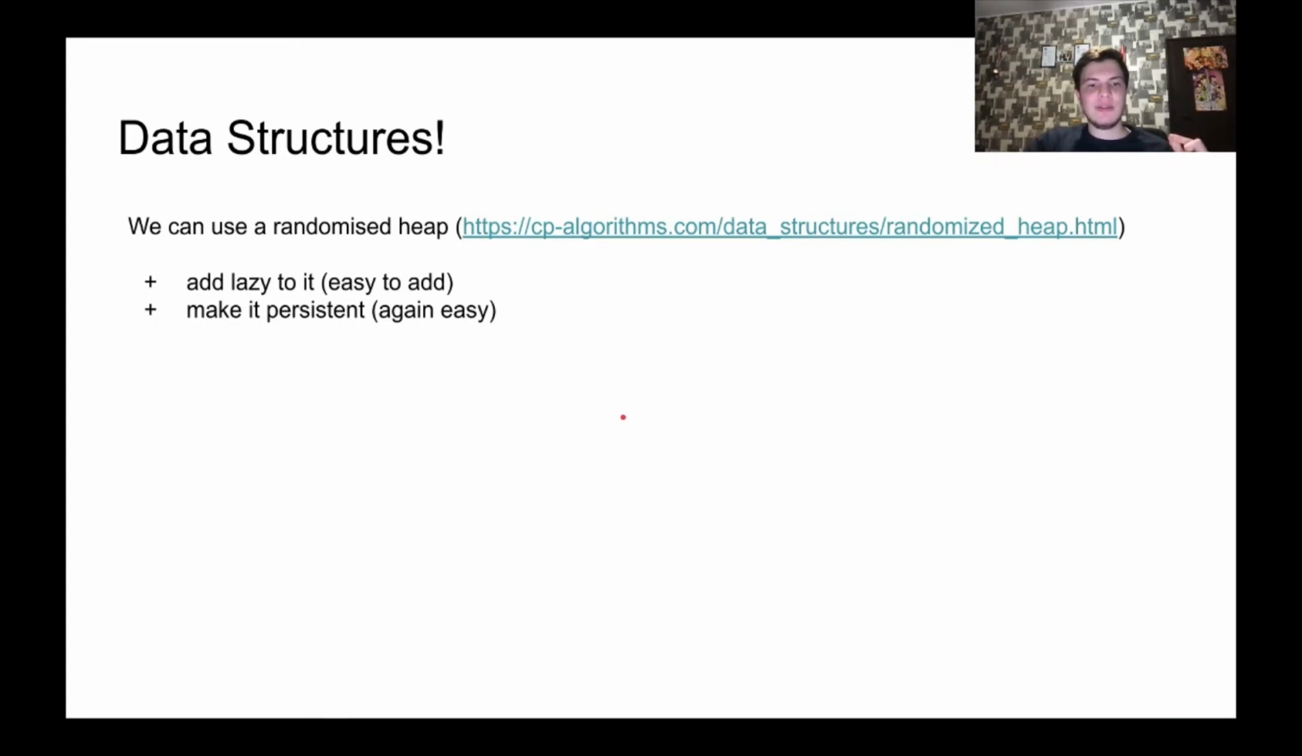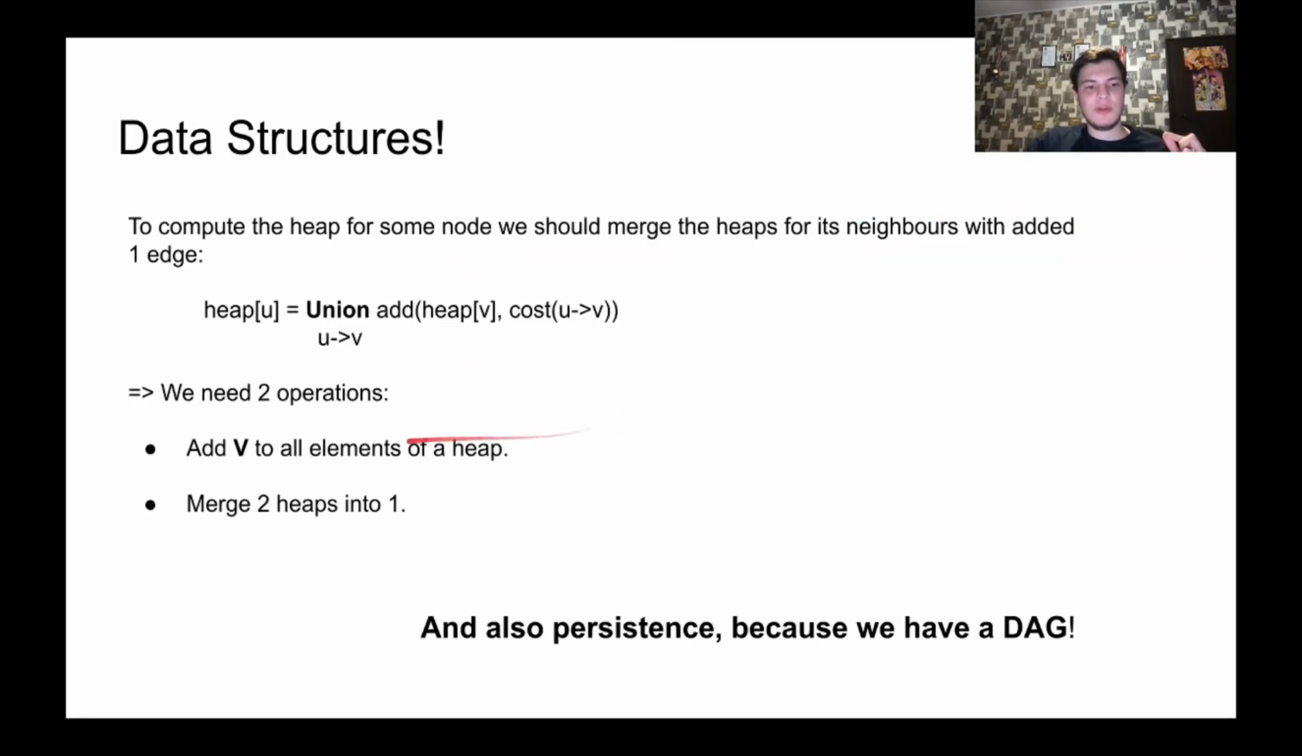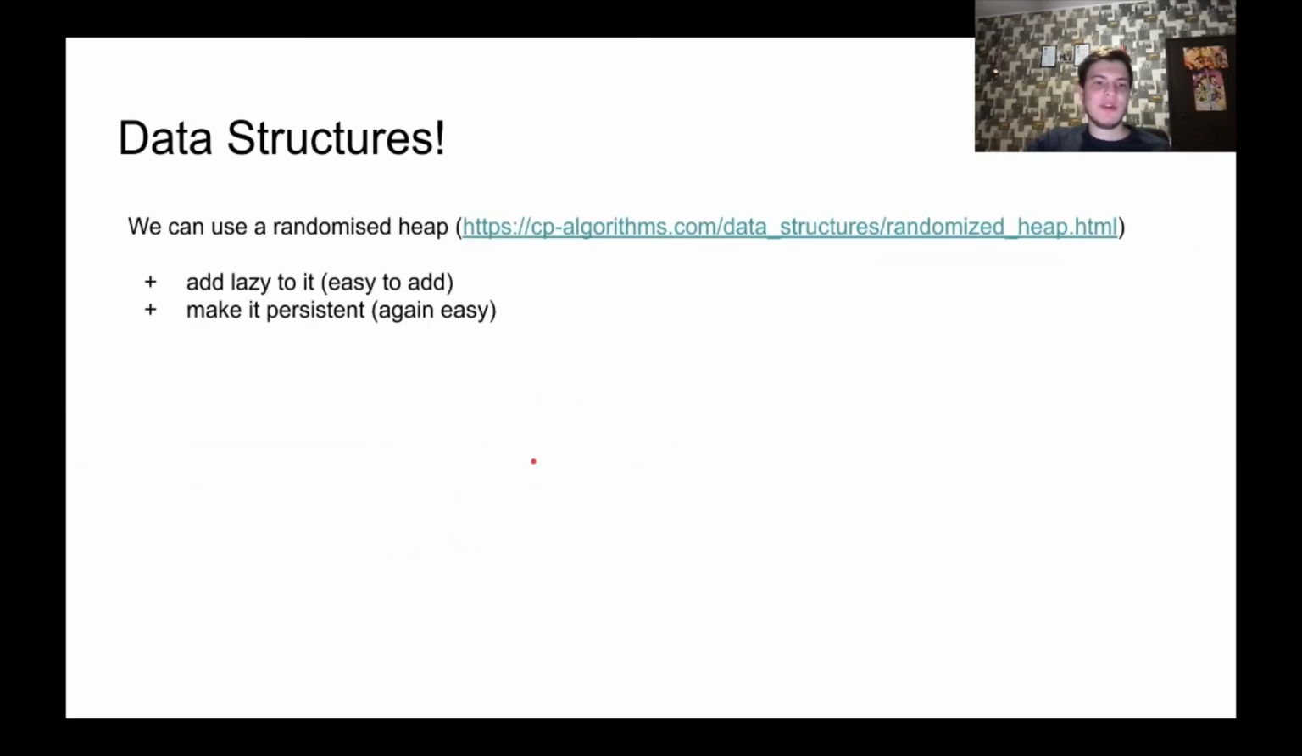And the other thing is, as we want to add v to all elements of a heap, we are going to have a lazy for our heap, which is again pretty easy to do. We just keep an additional variable for every node. And to combine the laziness and the persistence of the heap, we just have two additional lines, which are, when we push the lazy, we create copies of the nodes. And that's pretty much it.